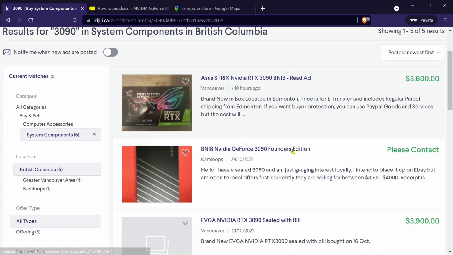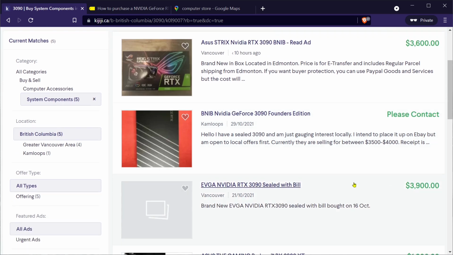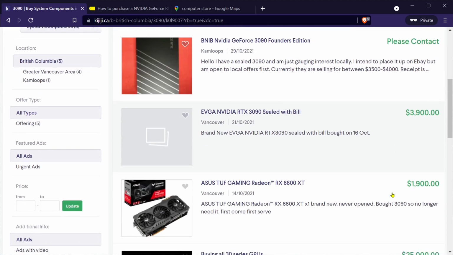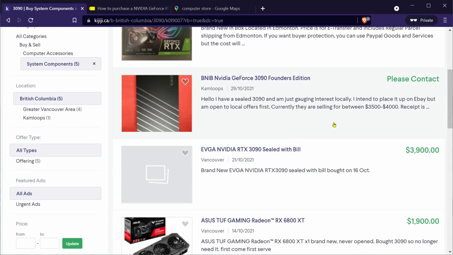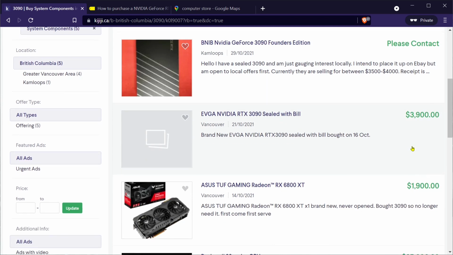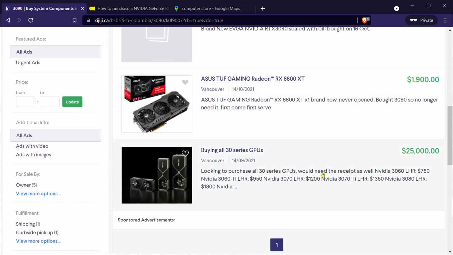$3,600 for 3090. That's mental. Selling between $3,500 to $4,000? I don't think so. Put on eBay. Sure, maybe on eBay. I don't know. I would never buy a card off of eBay. Whew, is this crazy? $3,900? This is a card I just got for, I think, 2160 all in Canadian. And these guys want $3,500 to $4,000, $3,900 for it. Yeah, I don't think so. That's insane. Absolutely insane.